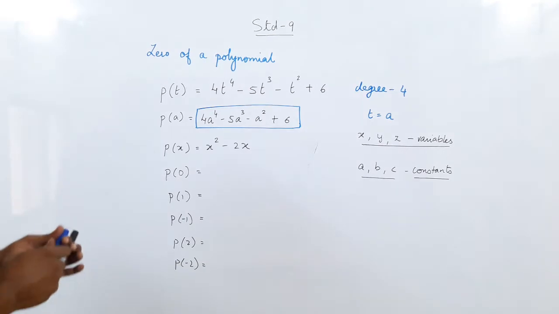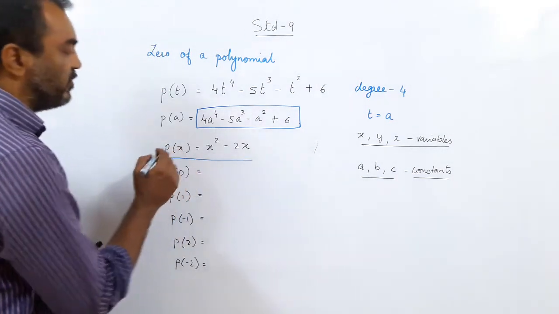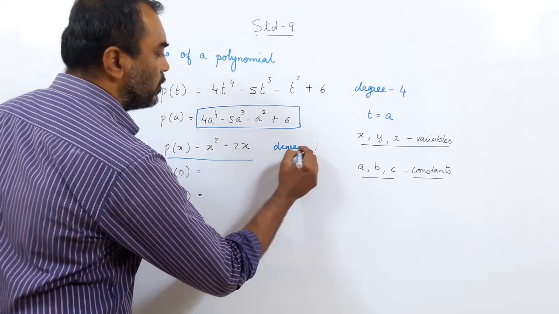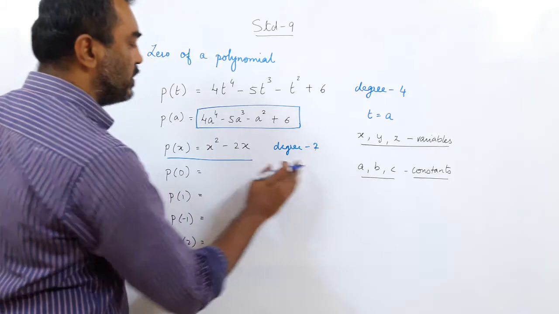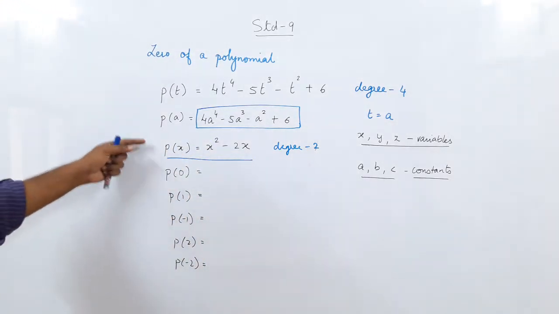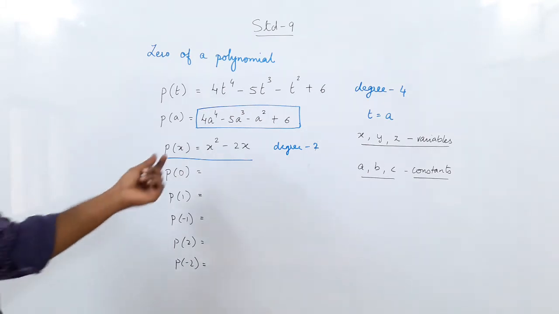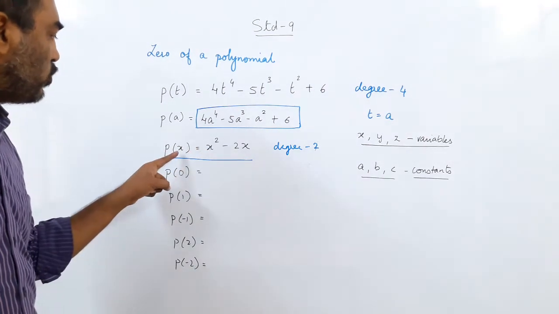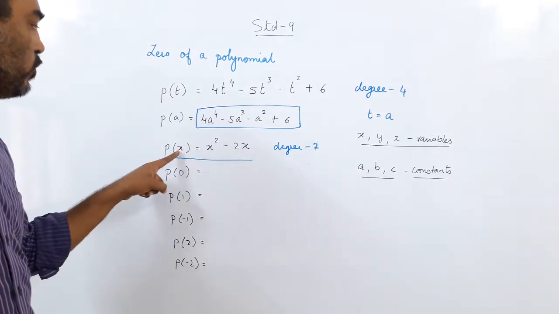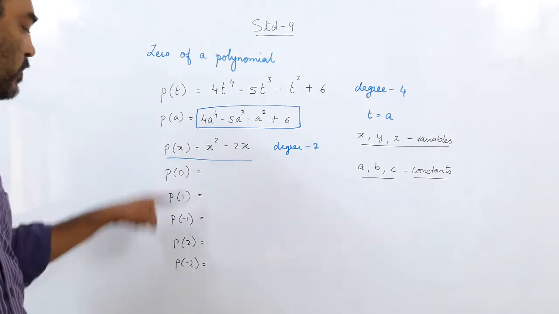We have a polynomial in x, a single variable, x square minus 2x. The degree is 2, the highest power is 2. Now, we have to find the value of the polynomial. How is the sum given in the textbooks? In the books, a polynomial is given and you have to find its value when x is equal to 0, 1, minus 1, 2 and minus 2.